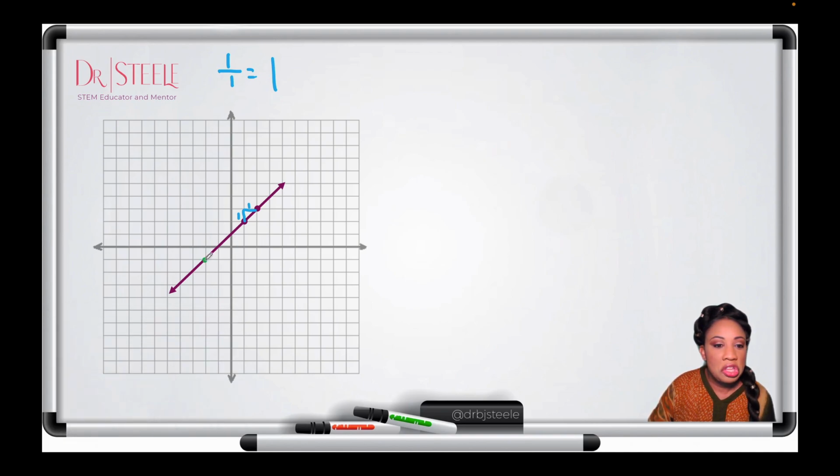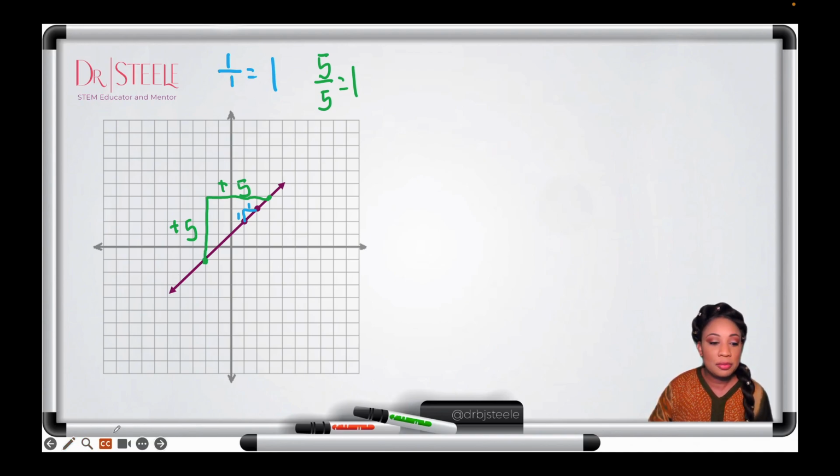Let's choose this point and this point. We're going to go up 1, 2, 3, 4, 5. And we're going to go over 1, 2, 3, 4, 5. So we have 5 over 5, which, oh my gosh, is 1! Who knew? I did. Now you know. So it doesn't matter what point you choose.